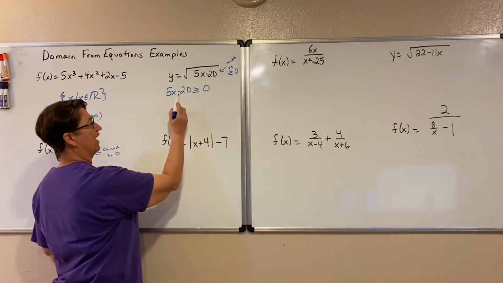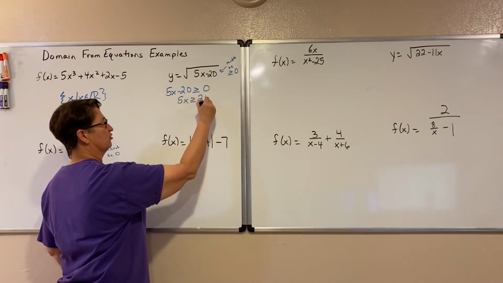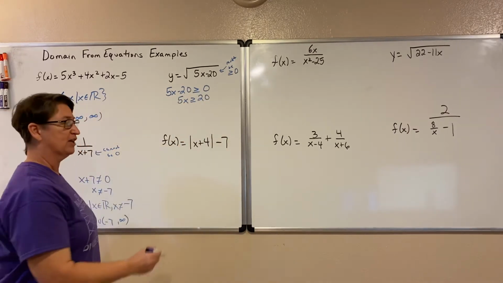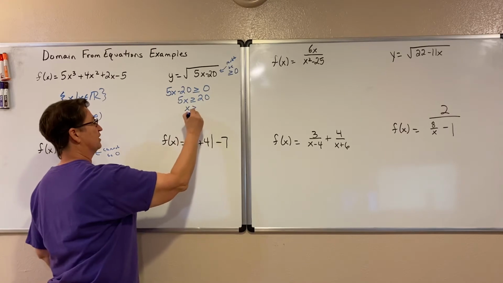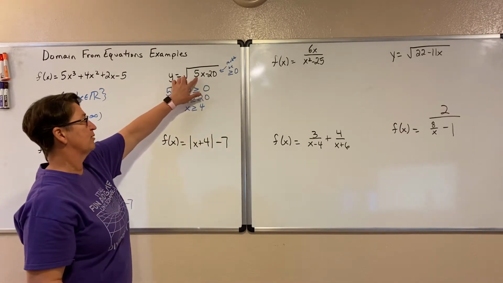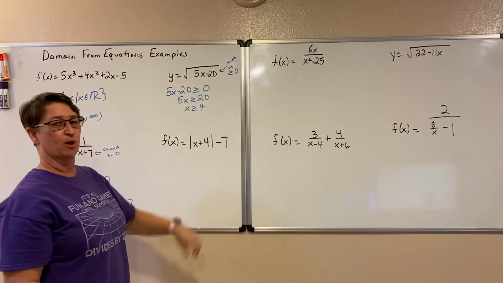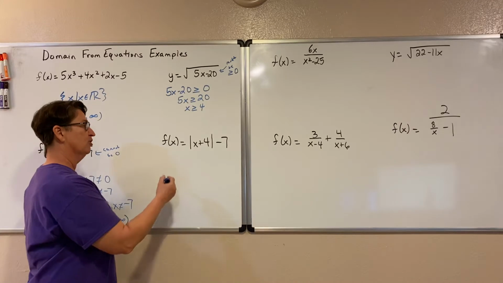Then we solve. Add 20 to both sides. So we have 5x is greater than or equal to 20. Divide both sides by 5, so we have x must be greater than or equal to 4. If I put 4 in here, 4 times 5 is 20, 20 minus 20 is 0. If I put in anything smaller than 4, I'm going to get a negative number.